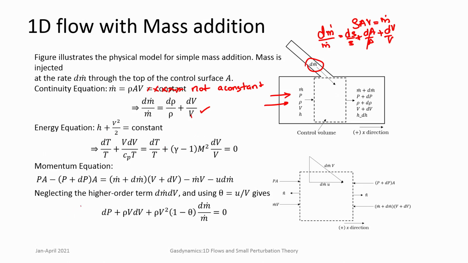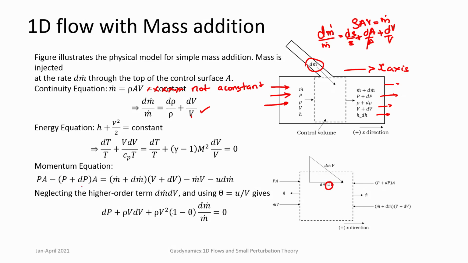Now, if you look at the momentum equation, you should be careful here, because in general this mass that is getting added can have a velocity in any general direction, need not be along the same axis. We are looking at only 1D flow, so we are looking only along the x axis. Therefore, we should take the component of velocity in the x direction, which is u here, to look at the x momentum equation. Solve that.